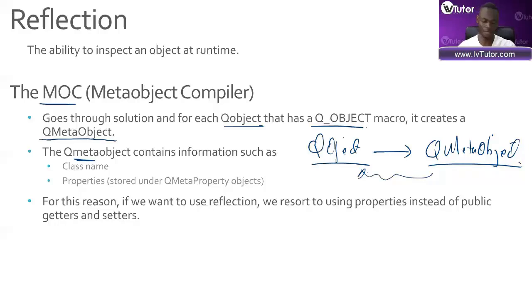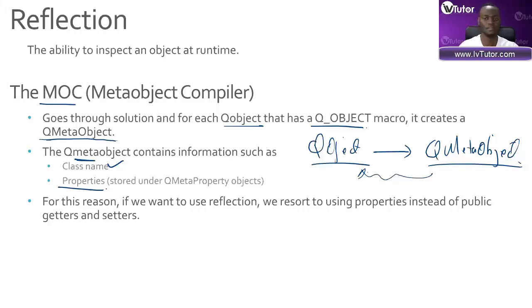Among other things, the two things we are really concerned about that are contained in the meta object are the class name and the properties. There are also other things like the functions or the methods and some other stuff in there, but we only ever worry about the class name and the properties that are within that Q object.